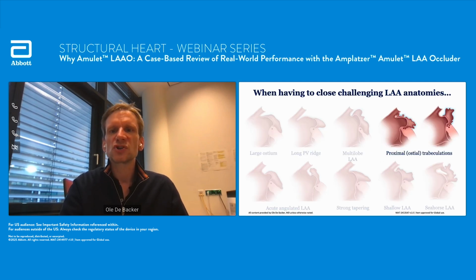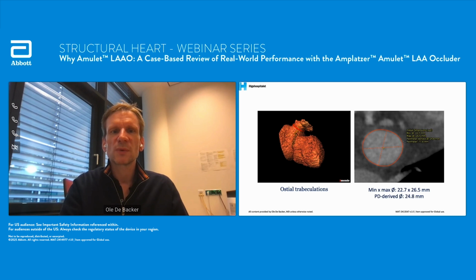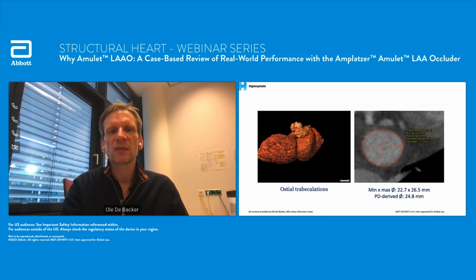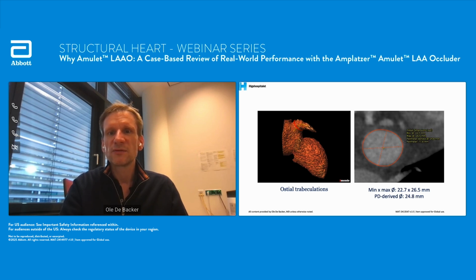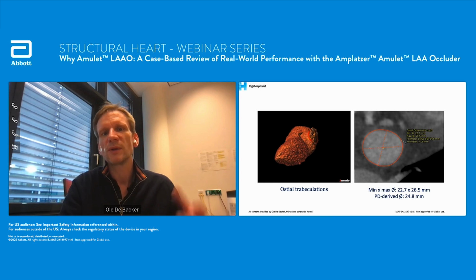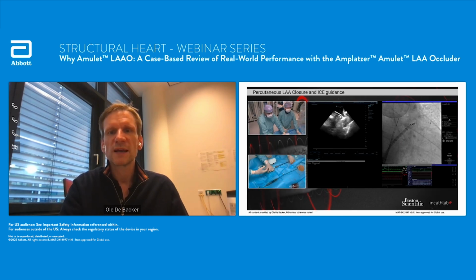Going further in ostial trabeculations, I also have some examples here. This looks a relatively easy appendage, I would say. It's a bit angulated, but not too terrible. I thought this was kind of closable. There's clearly some angle, kind of a chicken wing. We have a perimeter derived here of the ostium, because I was probably going to go here for a Watchman Flex. I measure my ostium here at perimeter-derived mean 24.8 and a maximum of 26.5. So I would probably go for a 27 Watchman Flex here.